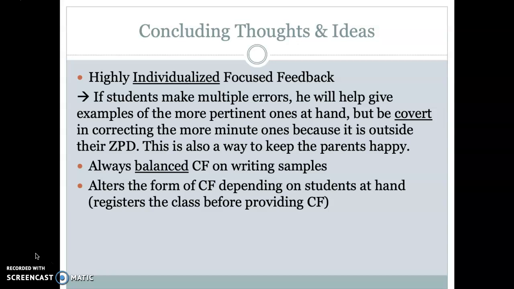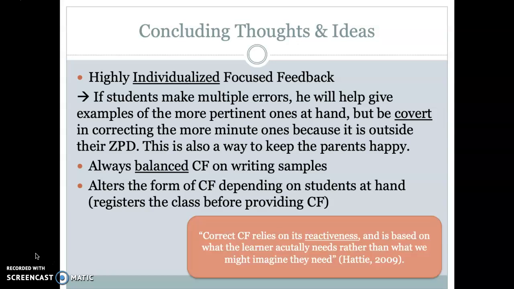It's always balanced corrective feedback on writing samples. He alters the form of corrective feedback depending on the students at hand. I think one of the main things from this is that he registers the class before providing corrective feedback. Corrective feedback relies on reactiveness and is based on what the learner actually needs rather than what we might imagine they need. So Hattie, 2009.